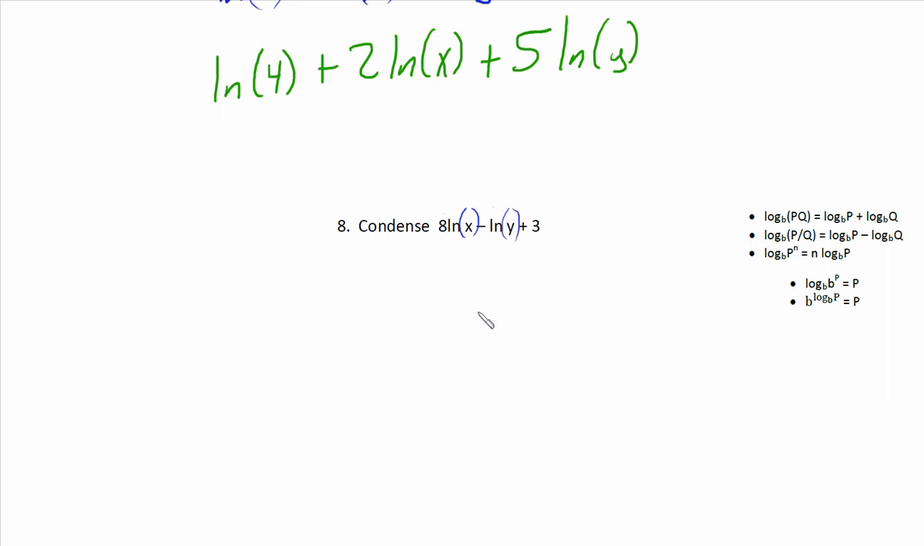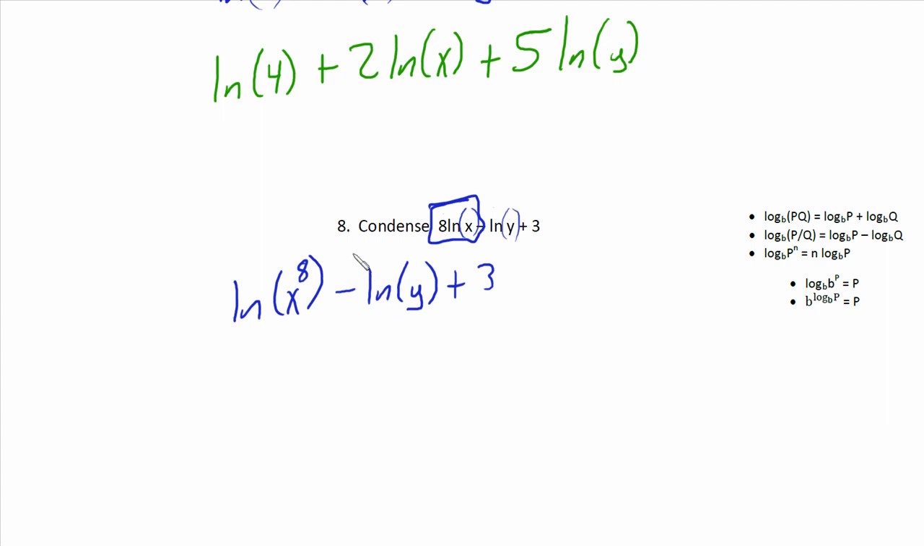I'm going to choose to handle it this way. I'm going to first handle that and condense it using this theorem right here. The n, or the 8 that's in front, is going to come up as an exponent in this initial step here. So ln of x to the 8th. I just condensed that one part there. The 8 was in front, it came up as the exponent. All right, and then we have subtract ln of y and a plus 3 there.